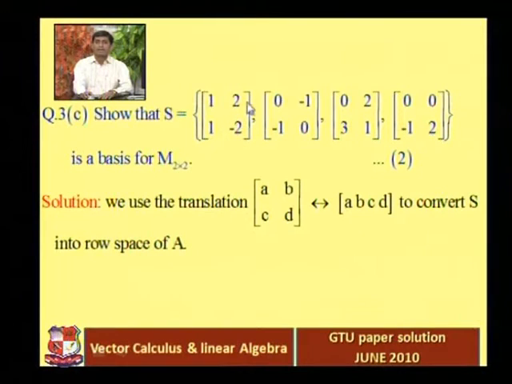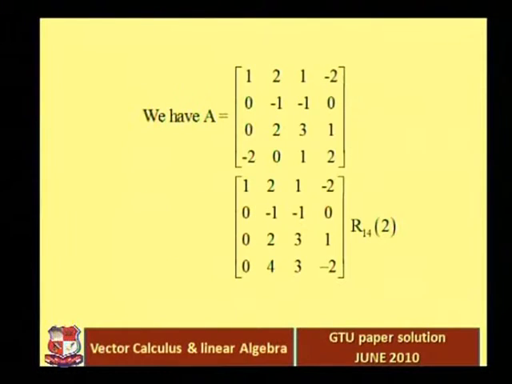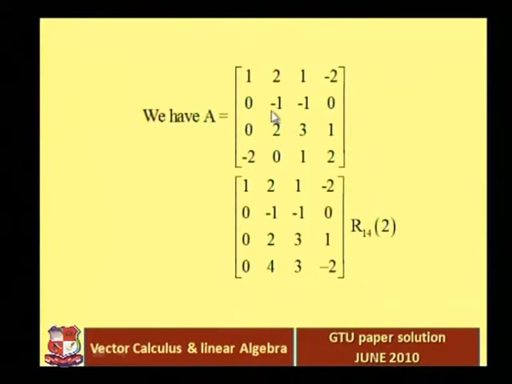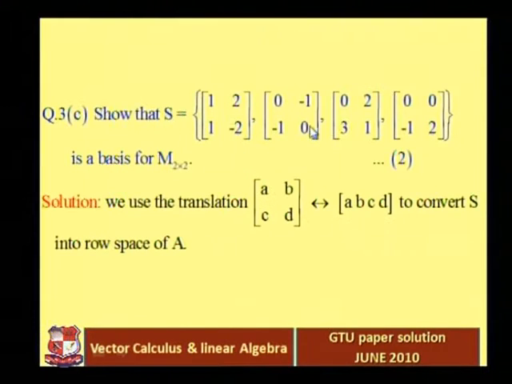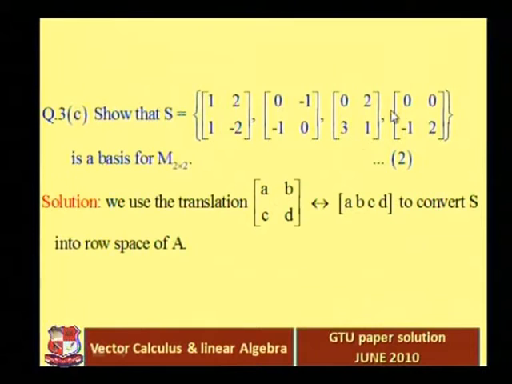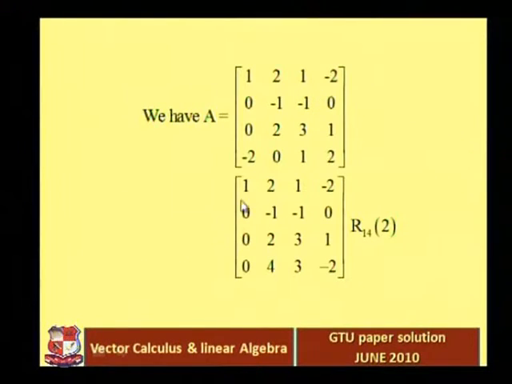A. Okay, so simply the first matrix becomes the first row of our new matrix: 1 2 1 minus 2. Then 0 minus 1 minus 1 0. Then 0 2 3 1, this is the third row. And this is 0 0 minus 1 2, right?